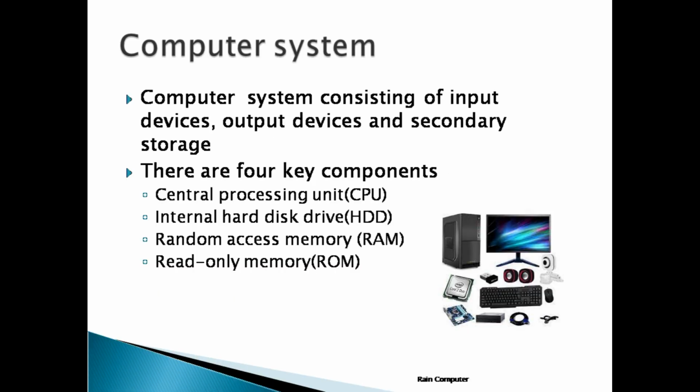A computer system consists of input devices, output devices, and the secondary storage device. There are four key components in a computer system: the CPU, the central processing unit; the internal hard disk drive, that is the HDD in short; random access memory; and the read-only memory.